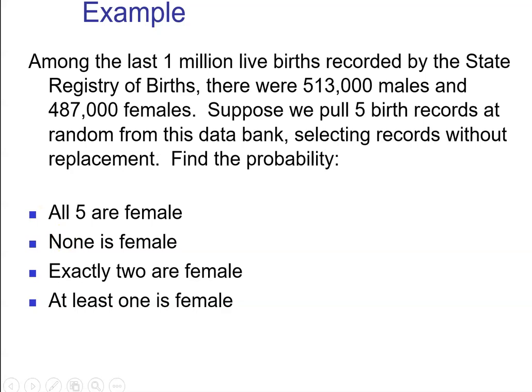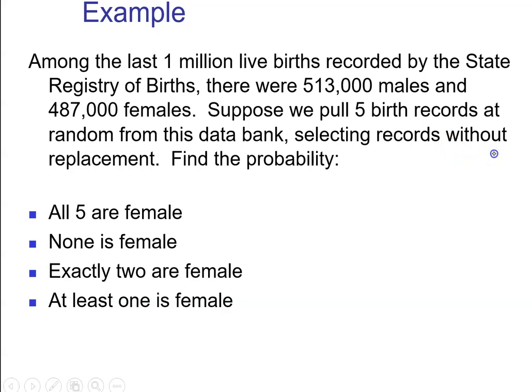Another example here. Among the last 1 million live births recorded by the State Registry of Births, there were 513,000 males and 487,000 females. Suppose we pull 5 birth records at random from this bank, selecting records without replacing.